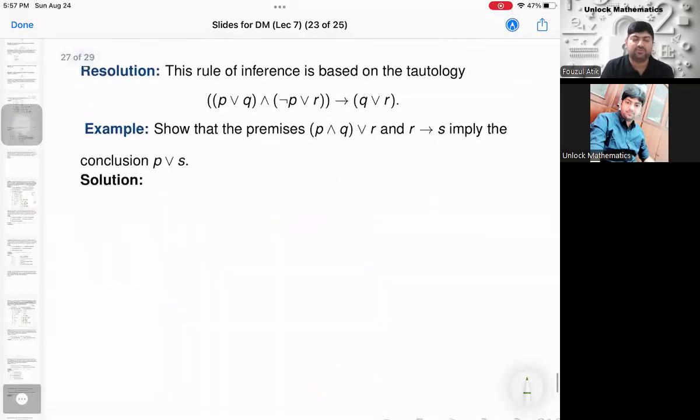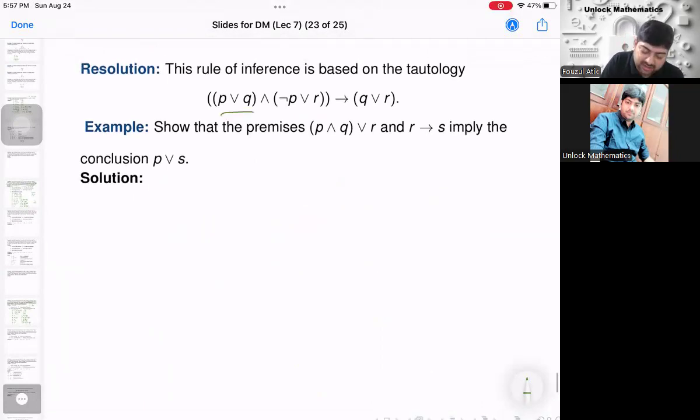Now I have one more. So you know that P or Q and not P or R imply Q or R. We already discussed, right? The resolution principle. This is the last rule of inference we discussed. Now we have to apply that and solve this example. The premises, this and this, imply the conclusion P or S.